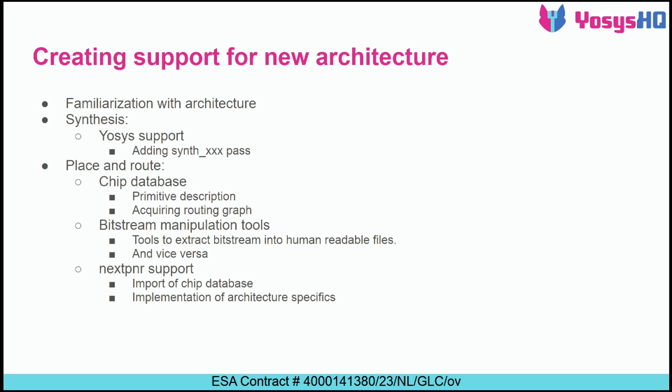And then for place and route, there are several parts. First, you have to describe internally for the tool what the architecture looks like. This is called the chip database. There you have the primitives, so you need to know what the actual little pieces of logic in the FPGA are, and then you need the routing graph, which says what all the possible connections are, and which of them are programmable, and so on, between all the points in the FPGA.